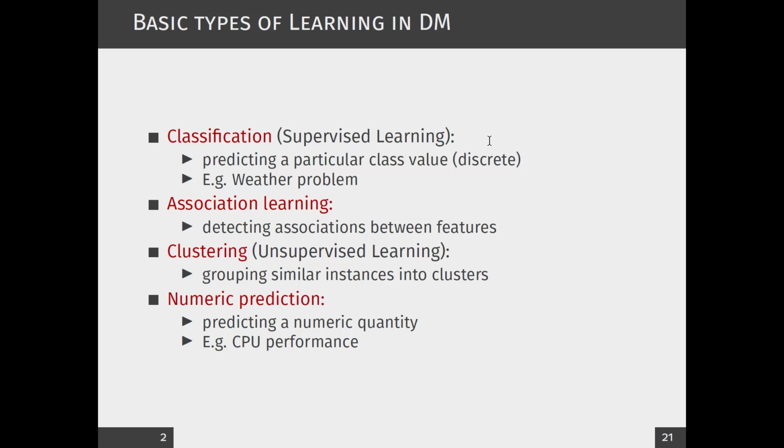The same goes with, for example, financial markets. Predicting market value with high accuracy is very important, right? So that comes under the numeric prediction problem. So these are the four basic types of learning that we can discuss.